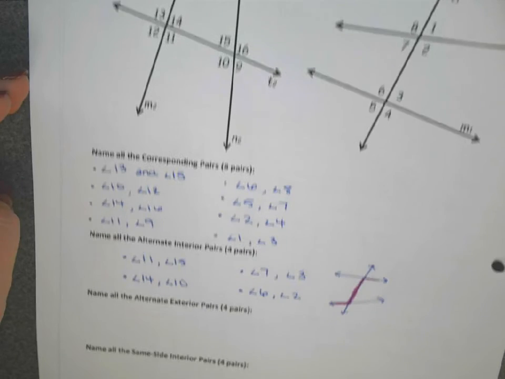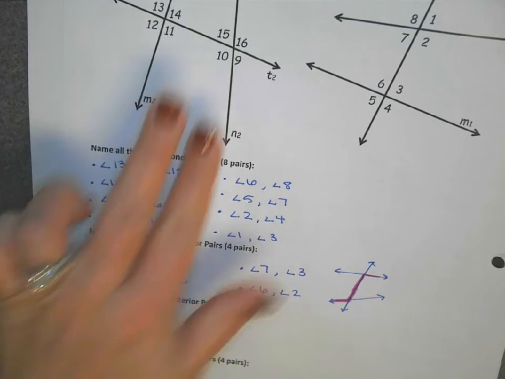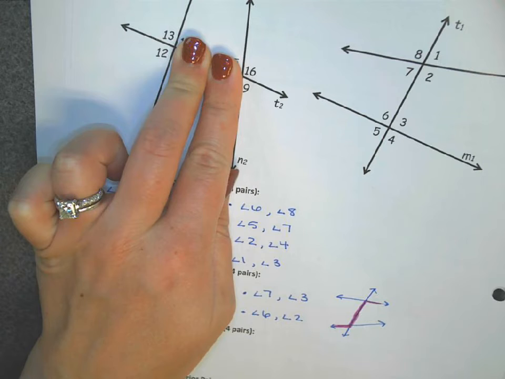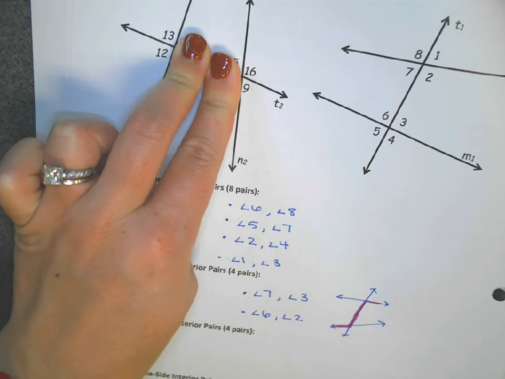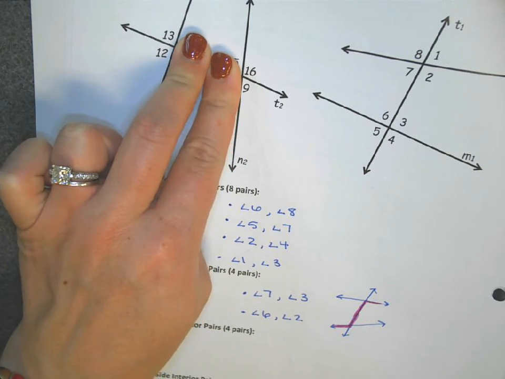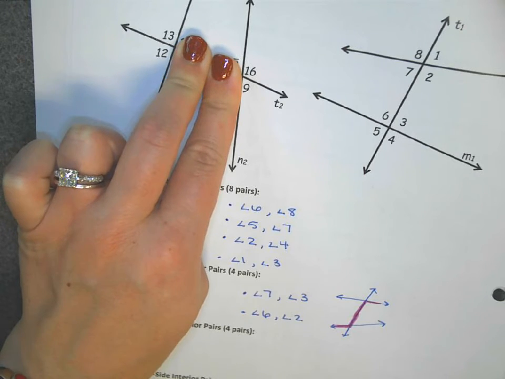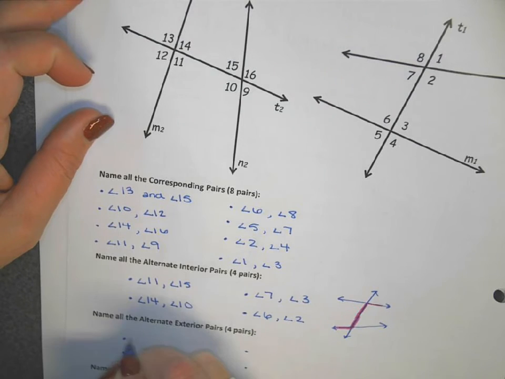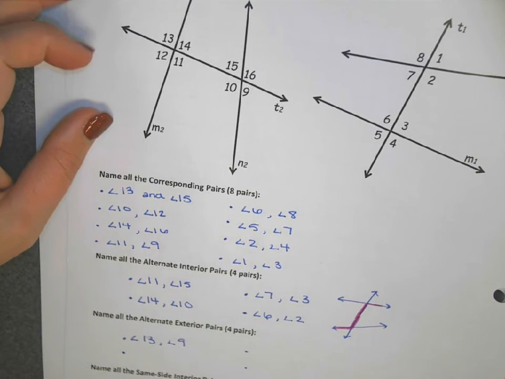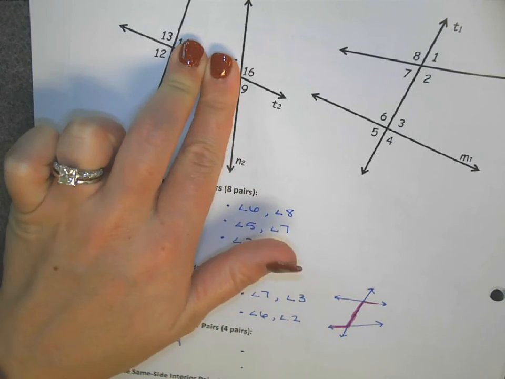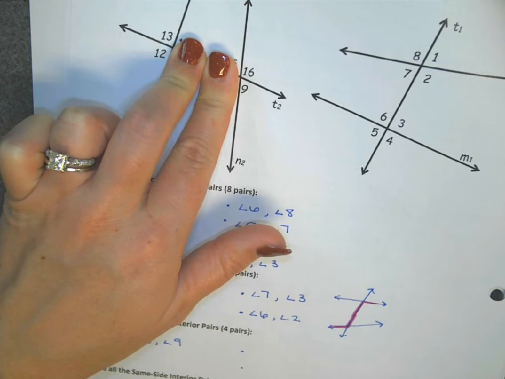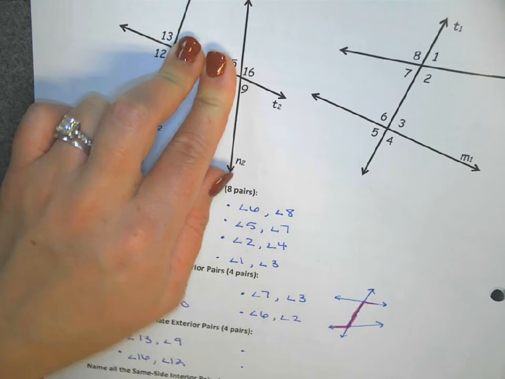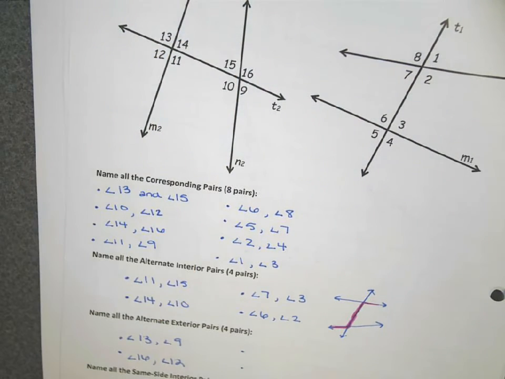All right. Name all their alternate exterior pairs. So if I cover up the inside, the interior, here are my exterior angles. And I'm looking for alternate exterior angles. So they have to be on opposite sides of the transversal. Go ahead. 13 and 9 will work. Okay. What's the other one on this one? 16 and 12. Okay, that takes care of that one.